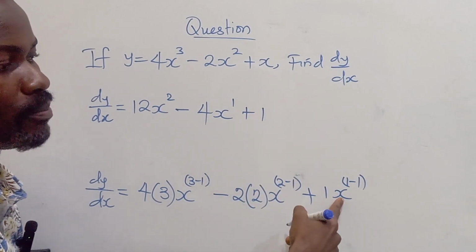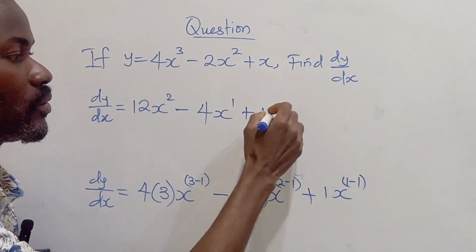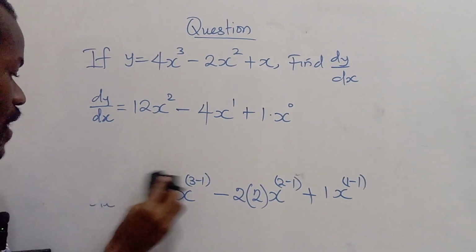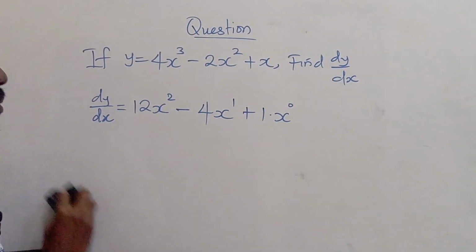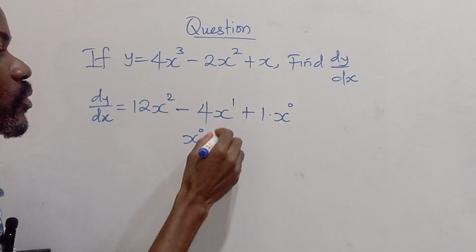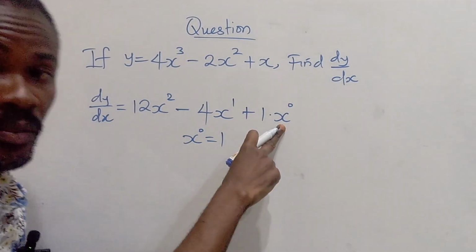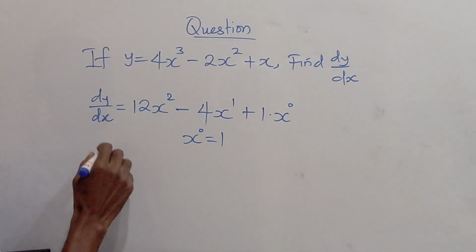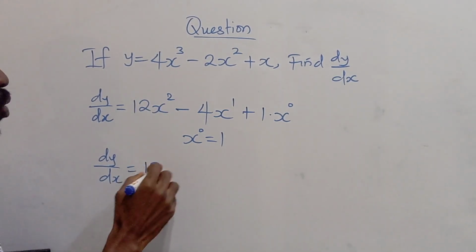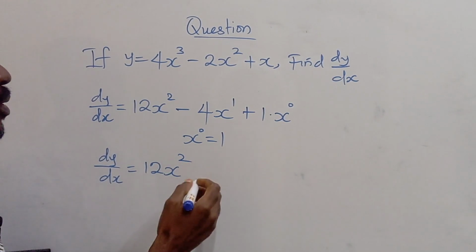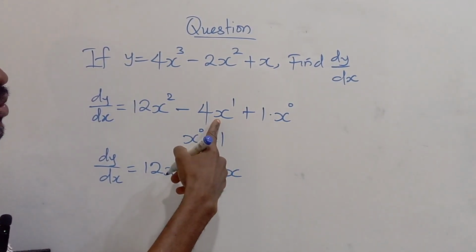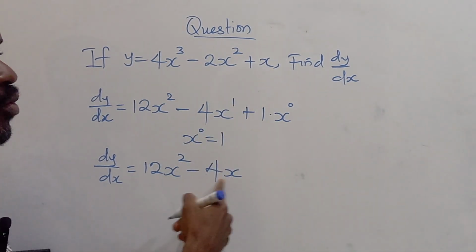So this is x raised to the power of what? 1 minus 1 is 0, so x raised to the power of 0. So we can recall from our indices that x raised to the power of 0 is equal to 1. So we are going to substitute that here. So my dy over dx is going to give us 12 times x raised to the power of 2 minus 4x. Okay, 4x also means 4x raised to the power of 1.